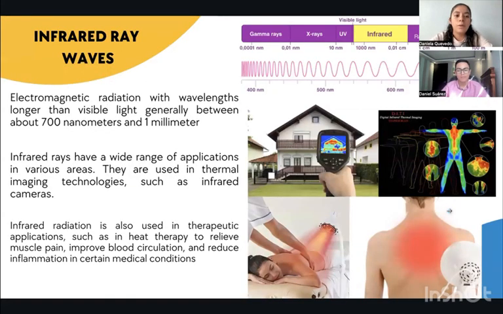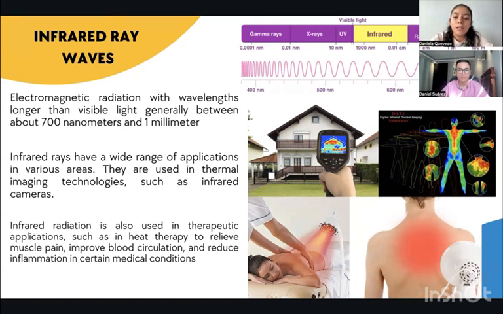Now we're going to talk about infrared waves. Infrared rays are a form of electromagnetic radiation with wavelengths longer than visible light, generally between about 700 nanometers and 1 millimeter. These are located just after the red light spectrum on the electromagnetic spectrum. These waves are not visible to the human eye, but we can feel them as heat. Infrared rays have a wide range of applications in various areas.